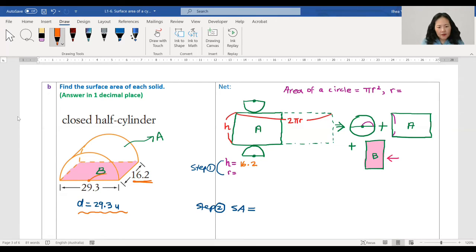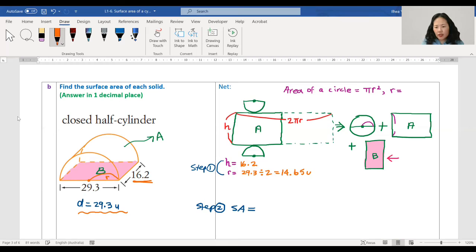The half of 29.3 is my radius. Now, Alexis, you have a calculator with you. Can you calculate it for us? 14.65. Excellent, good girl. Thank you.